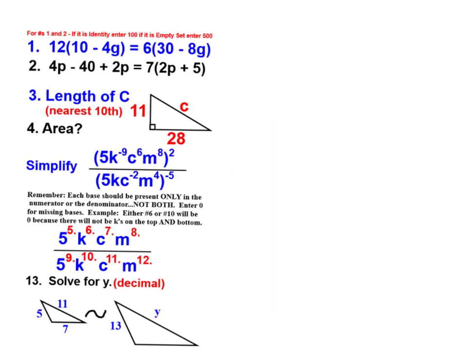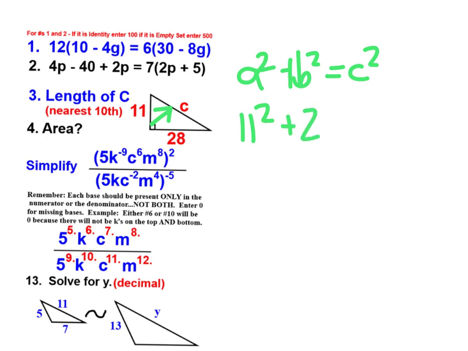Number 3 is asking about the length of the hypotenuse of a right triangle. We know that the hypotenuse is the one that is opposite the right angle. So to review, that's the Pythagorean theorem, which is a squared, leg squared, plus b squared, another leg squared, equals c squared, the hypotenuse squared. So I'd set that up as 11 squared plus 28 squared equals c squared.